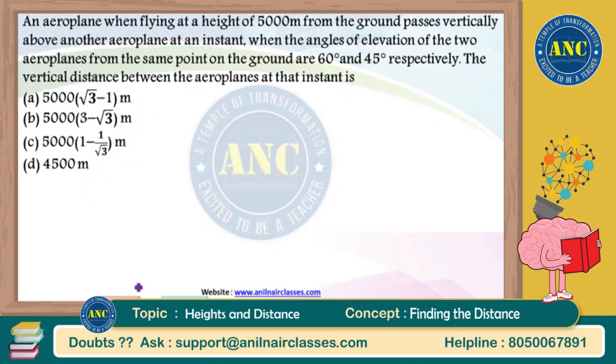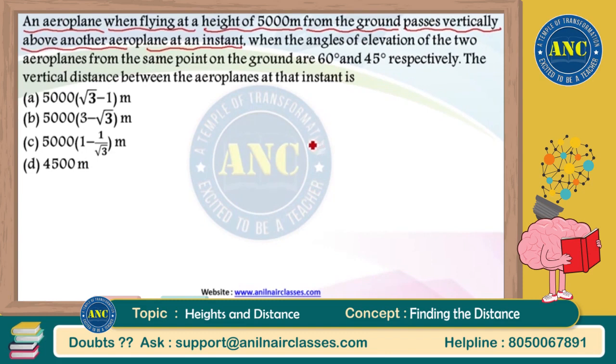Next, question number 18. Beautiful questions which will come in the examination with respect to aeroplanes. Now see here. Let us solve a couple of questions with respect to this concept. An aeroplane, when flying at a height of 5000 meters from the ground, passes vertically above another aeroplane at an instant. That means there is an aeroplane.